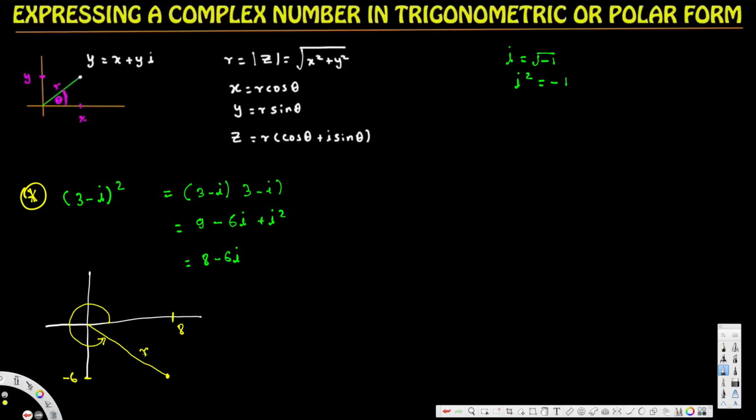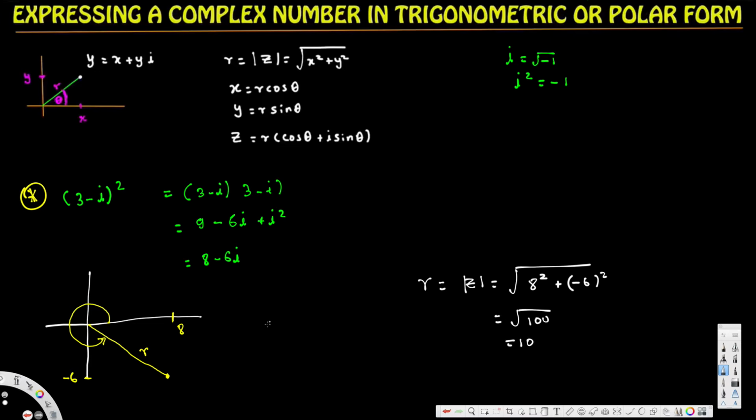Now let's calculate r. To calculate r, we can use the Pythagorean theorem. This length is 8, and here we have negative 6. When we consider length, even if you put negative 6, you will get the positive answer. So r, the modulus of z, is equal to the square root of x square plus y square. This is going to be the square root of 8 square plus negative 6 square. 8 square is 64 plus 36, that's 100. The square root of 100 is 10. So this is going to be the length.